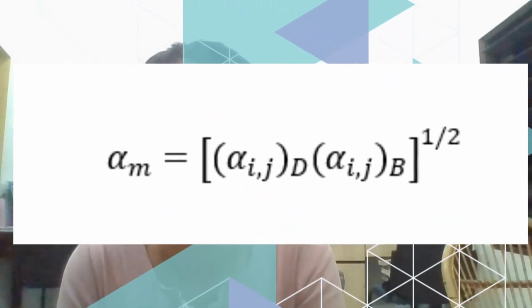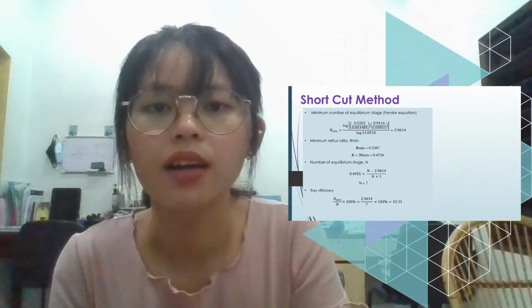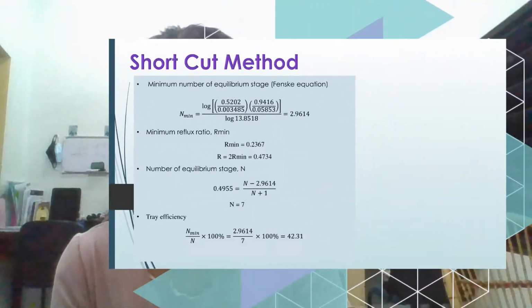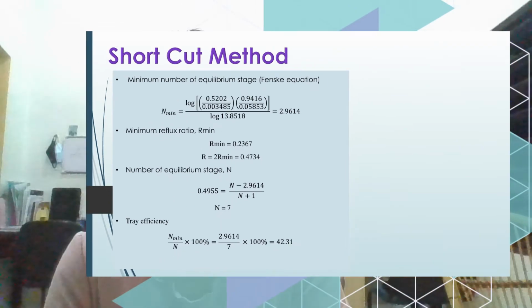Relative volatility at the top and bottom stages is calculated by using the K value of each component in T102. Finally, we calculate N min. The value is 2.9614, which is around 3 stages.